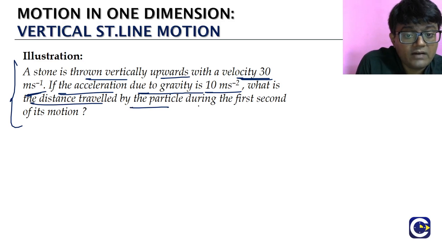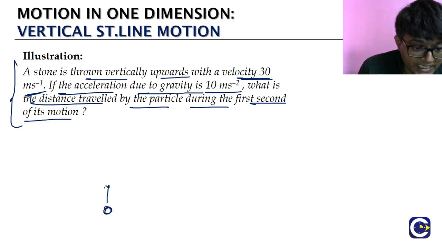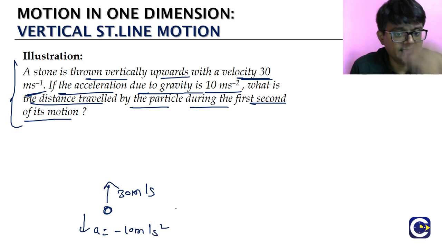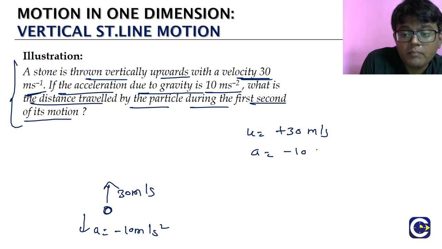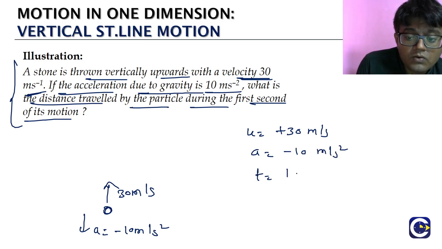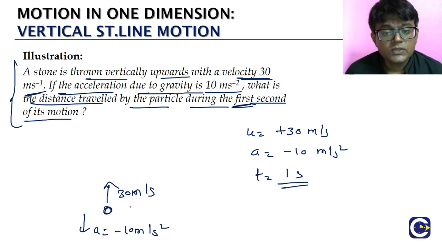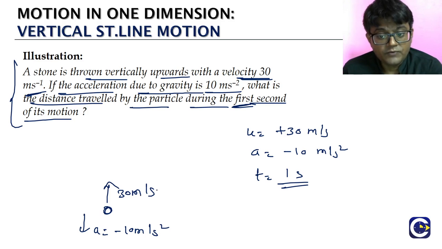What is the distance traveled by the particle during the first second of its motion? Look at it. We are throwing it up with 30 meters per second. What is the acceleration? Downwards, so we'll take it as negative. Initial velocity u is equal to plus 30. Acceleration is minus 10. Then the time is 1 second, during the first second of its motion. So in that first second we have to find the displacement.